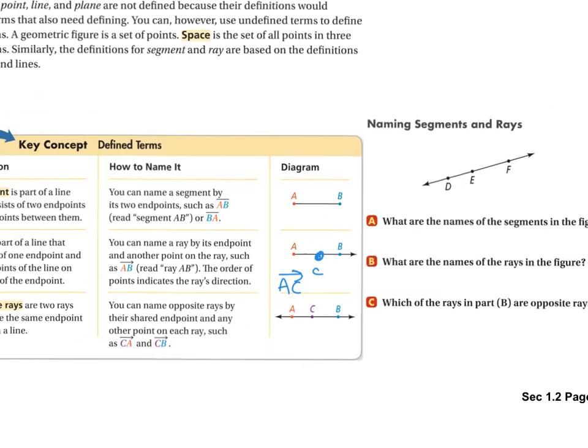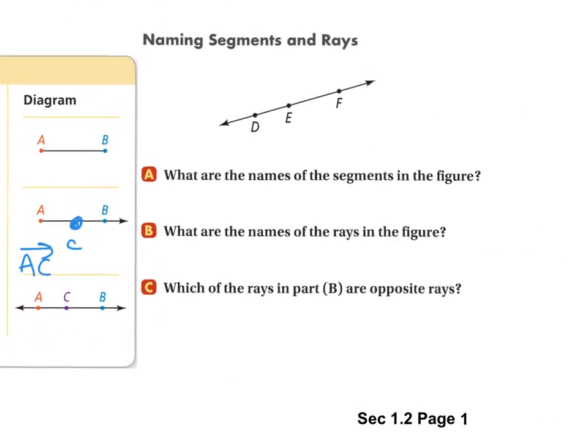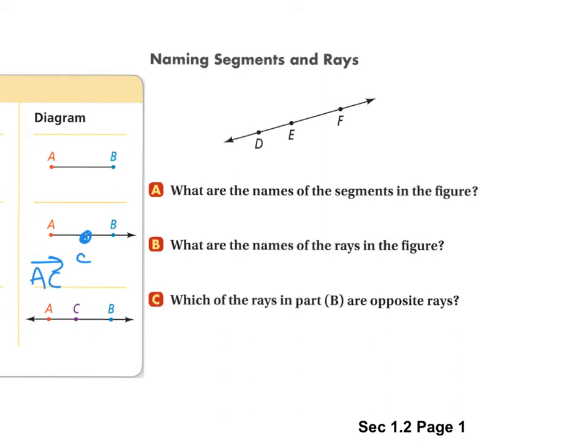Alright, now let's do some practice. What are the names of the segments in the figure? So segments, remember they have a starting and stopping point, so we have DE, we have, looks like EF. You could also switch those around and say ED, FE, but I'm not going to. And then it looks like we also have DF.